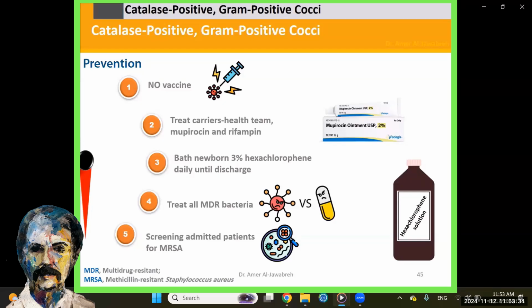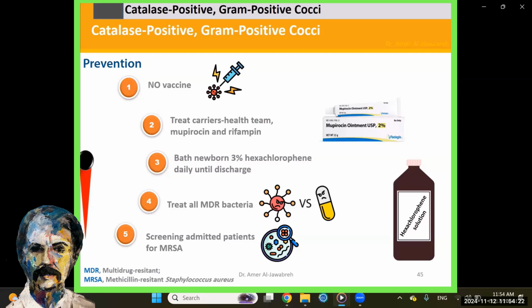Third thing, bathe the newborn with 3% hexachlorophane. That's a disinfectant or antiseptic. In the hospital, when the mother delivers the baby, as long as the mother is in the hospital, the nurse has to bathe this newborn with this disinfectant, this solution, 3% hexachlorophane. Why? So that the newborn's skin is free of S. aureus, particularly MRSA. Otherwise, this baby will be infected and will infect people at home.